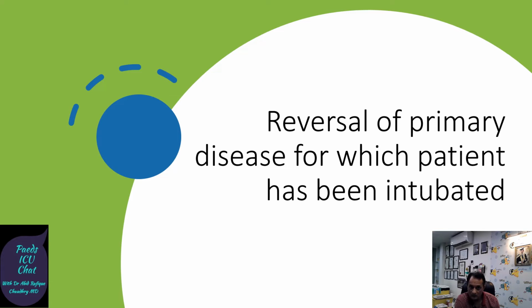Suppose someone got shock, and because of shock the patient got intubated, so you have to make sure the inotropes are stopped or they are on minimal, and the patient is passing a good amount of urine output. Or if you have intubated someone with status epilepticus, the status epilepticus has been managed well, and the patient is fits free. Because mostly what people do mistake, and that is the single most important thing, I mean, you have to make sure that the primary disease has been reversed.